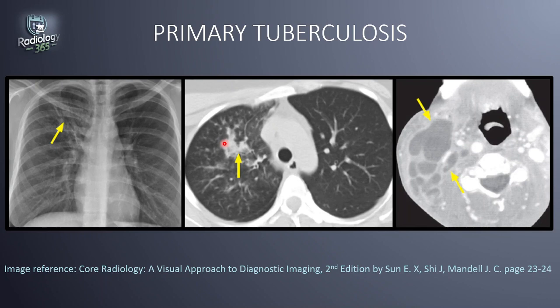Then on the far right image, it's a case of tuberculous adenopathy. It's a contrast-enhanced CT scan of the neck and it shows marked right-sided adenopathy. These are lymph nodes that have peripheral enhancement and central necrosis. This hypoattenuation in the center with the peripheral enhancement.